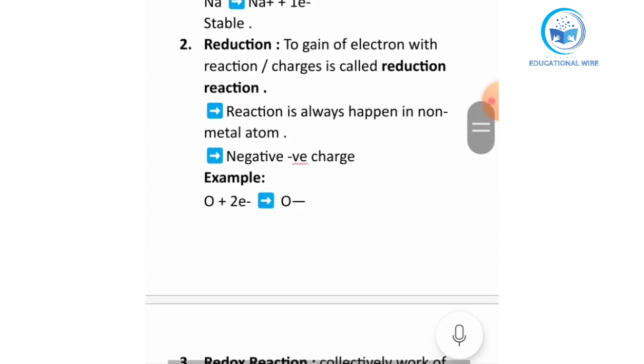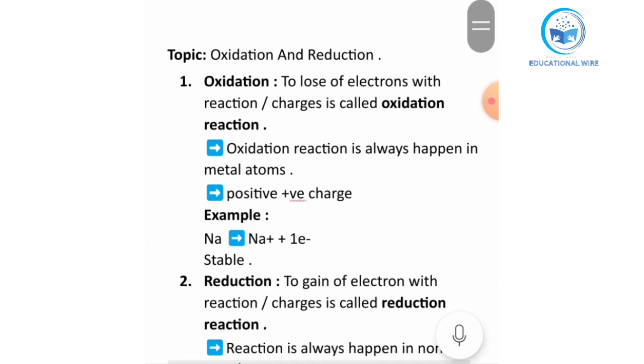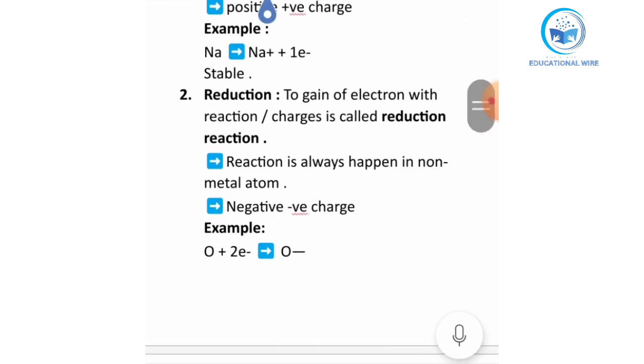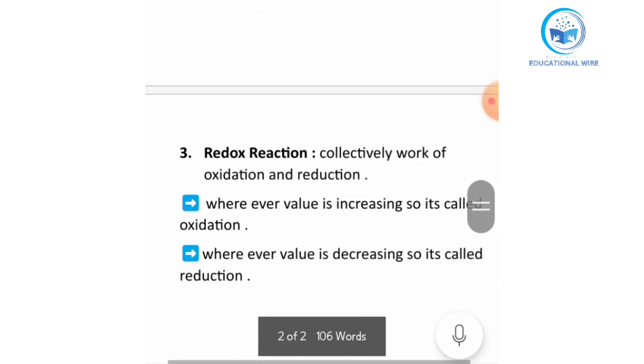As we know, the one having a negative charge is called reduction, and the one having a positive charge is called oxidation. But one more rule is applied here: in oxidation we can only take metal atoms, not non-metal atoms, and in reduction we are only allowed to take non-metal atoms, we cannot take metal atoms.